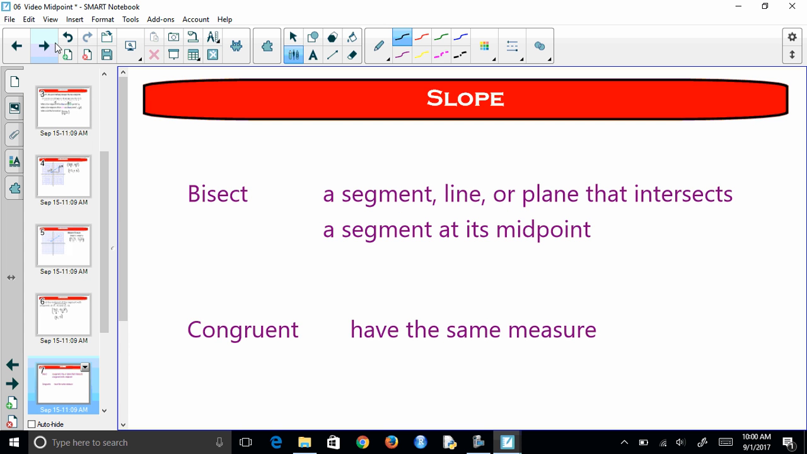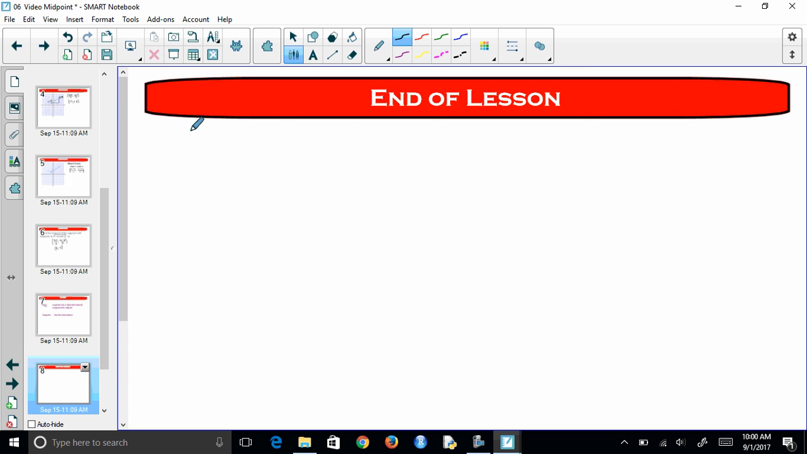Now there's a couple terms associated with this. Bisect is a segment, line, or plane that intersects a segment at its midpoint. Bisect is to cut in two. So that's what that is. Congruent, we've already talked about it. Two things are congruent if they have the same measure. All right.